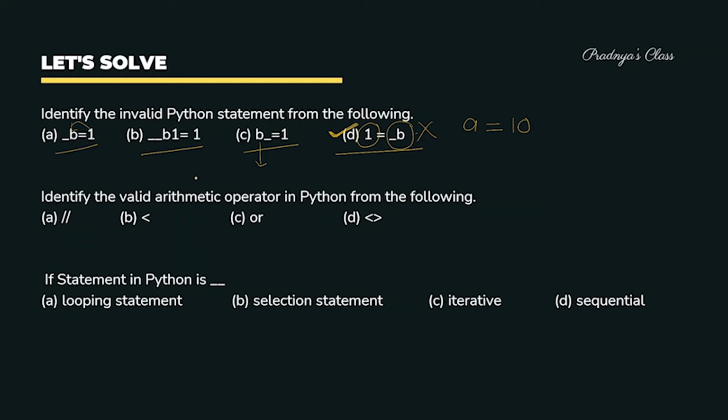Here we have to identify the valid arithmetic operator. Now you are pretty confident with the arithmetic operators. We have already discussed the arithmetic operators and we solved the questions based on this. So you know this is the arithmetic operator known as floor division. This is not an arithmetic operator. This is also not an arithmetic operator and this is also not an arithmetic operator. So the correct option is A.